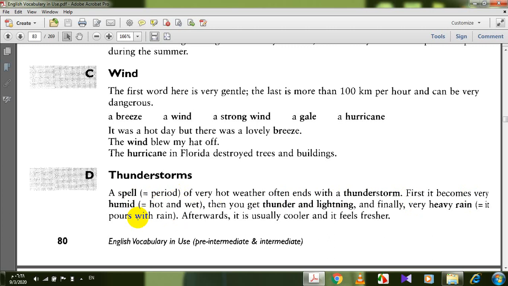First, it becomes very humid, hot and wet. Humid, which means hot and wet. Then you get thunder and lightning, and finally, very heavy rain. It pours with rain. Afterwards, it is usually cooler and it feels fresher. Okay? So this is the end.